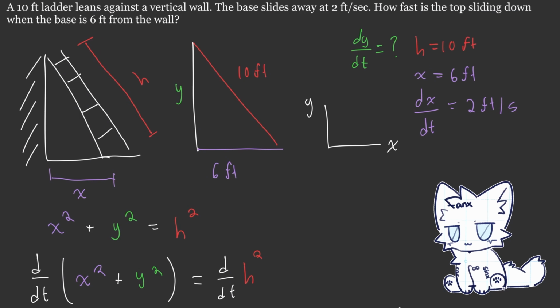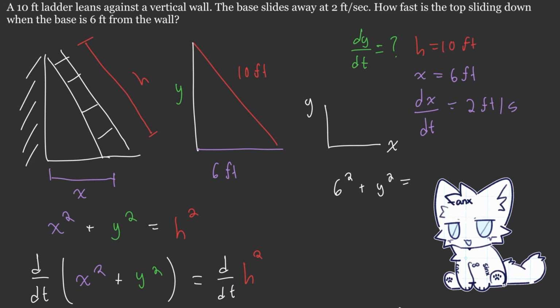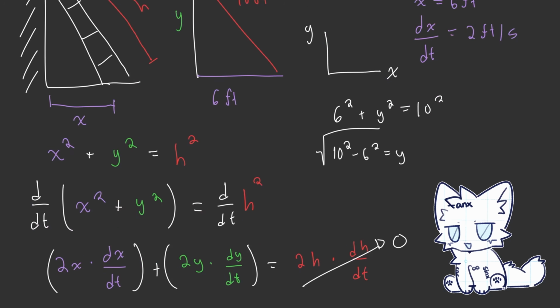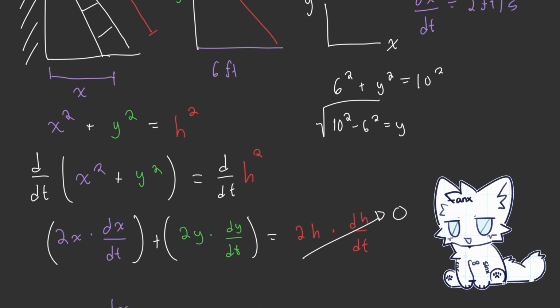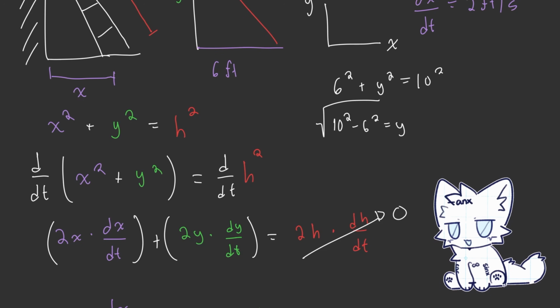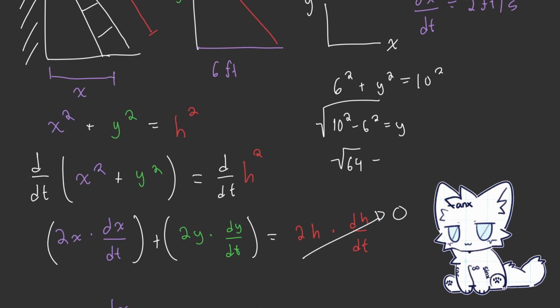So we have 6 squared plus y squared, that is equal to 10 squared. 10 squared minus 6 squared is equal to y squared. So to find y, we need to take the root. If you're wondering what I'm doing here, this is just the Pythagorean theorem. So 100 minus 36, what is that? 64, and that means the square root of 64 is equal to y. Y is equal to 8.